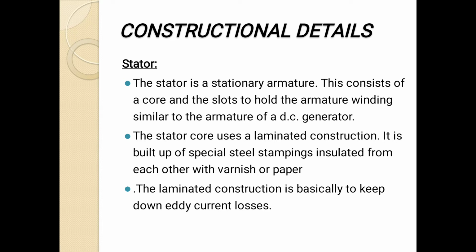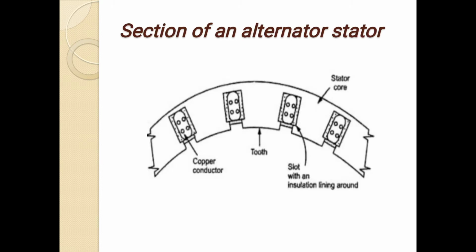Construction details. The synchronous generator has two different parts: one is the stator and the other is the rotor. The stator is the stationary part of the machine. It is built up of sheet steel laminations having slots on its inner periphery, and the winding is placed in the slots and serves as the armature winding of the alternator. The winding is always connected in star and the neutral is connected to ground. This is the connection of the stator winding.